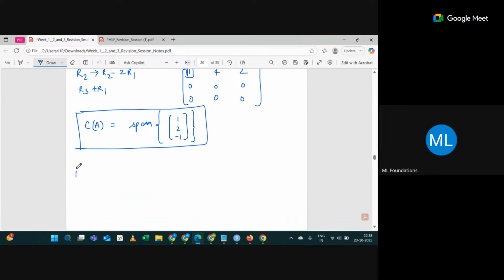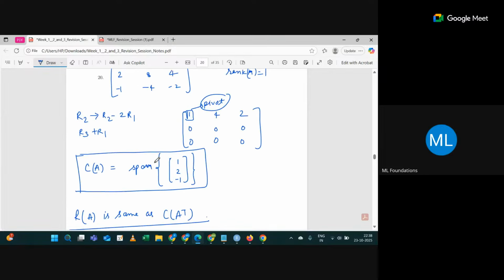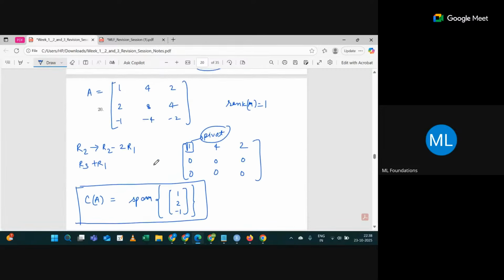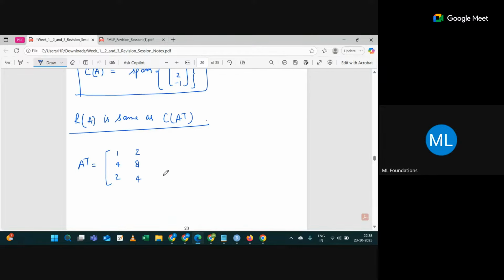What about the row space of A? The row space of A is the same as the column space of A transpose, right? So first of all, let's calculate A transpose. A transpose is: 1, 2, -1; 4, 8, -4; 2, 4, -2.